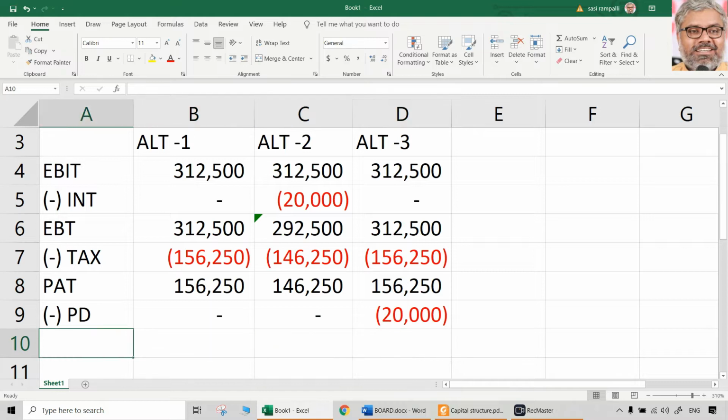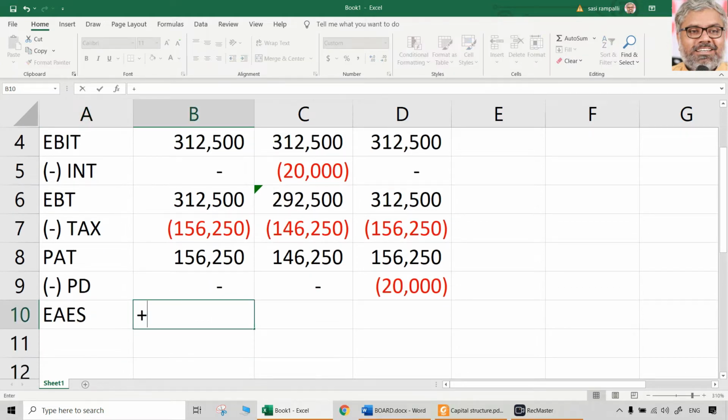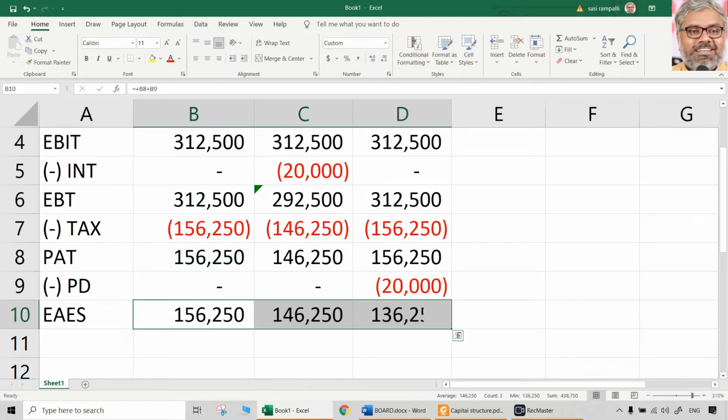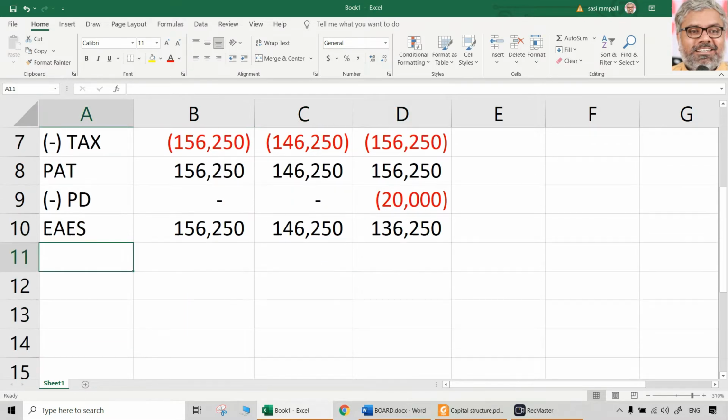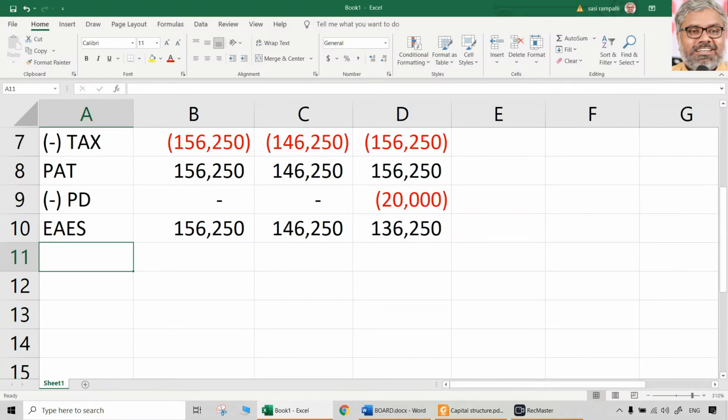After deducting the preference dividend, what we'll get is called earnings available to equity shareholders or profits available to equity shareholders. What will be that? Profit after tax minus preference dividend. So for first option, 156,250 is the profits available to equity shareholders. Second option, 146,250. Third option, 136,250. Then how to get EPS? That's what we want. Ultimately, what is the question here? Find the effect on the EPS. So how to get EPS?